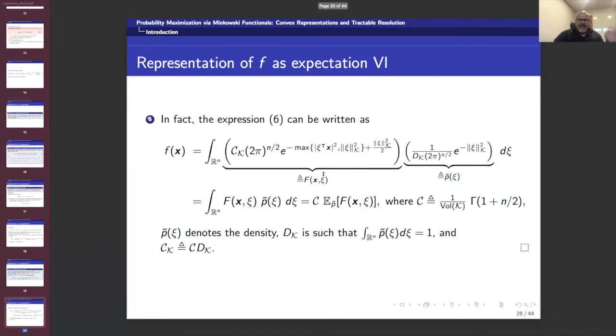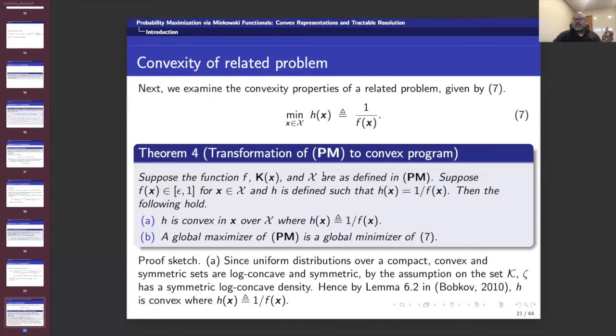Now, once you have access to that, the next question is, can you recover some sort of convexity property? Well, it turns out there's a result, leveraging some results from convex bodies. What you can show is that the reciprocal of f of x is indeed convex. And this comes from a technical result by Bobkov in 2010. Then he used properties of log concavity, and the requirement that zeta has a symmetric log concave density.